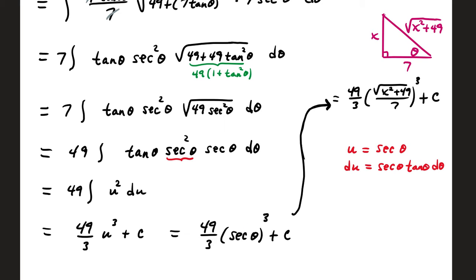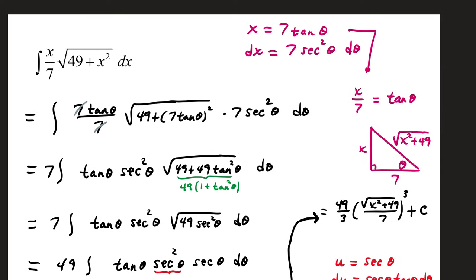Back to our substitution and diagram. Our substitution, x equals 7 tan theta, tells us that x over 7 is equal to tangent theta. Construct a right triangle, mark a vertex with theta. Tangent is opposite over adjacent. Using Pythagorean theorem, we can get the hypotenuse. Now, with secant, that's the reciprocal of cosine. Cosine is adjacent over hypotenuse, so secant is hypotenuse over adjacent. And that's where this square root of x squared plus 49 over 7 comes from. Don't forget it stays cubed.